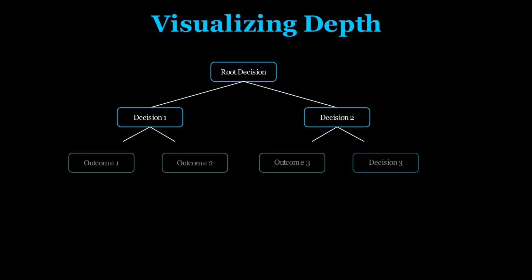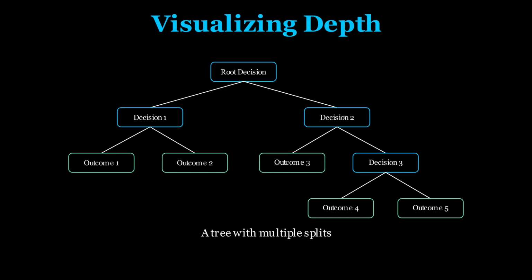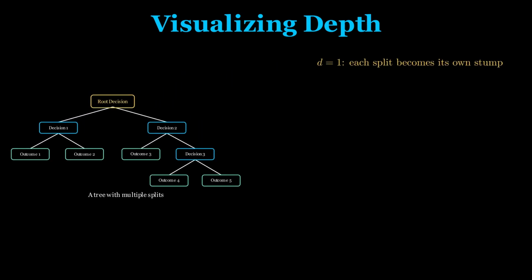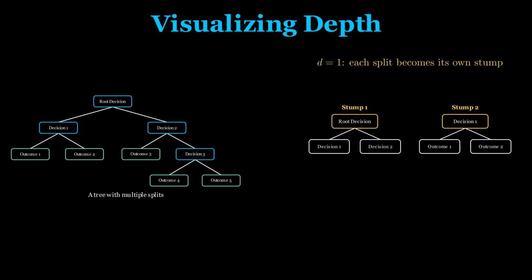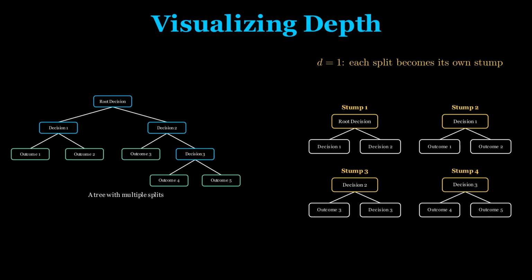Consider this decision tree. It has 4 internal decision nodes: the root decision, decision 1, decision 2, and decision 3. A single boosted tree with a large interaction depth could capture all of these splits at once. Now suppose we boost with an interaction depth of 1. Each tree is a stump with a single split, so the structure of this full tree is captured by 4 separate stumps. The root decision becomes stump 1, decision 1 becomes stump 2, decision 2 becomes stump 3, and decision 3 becomes stump 4.